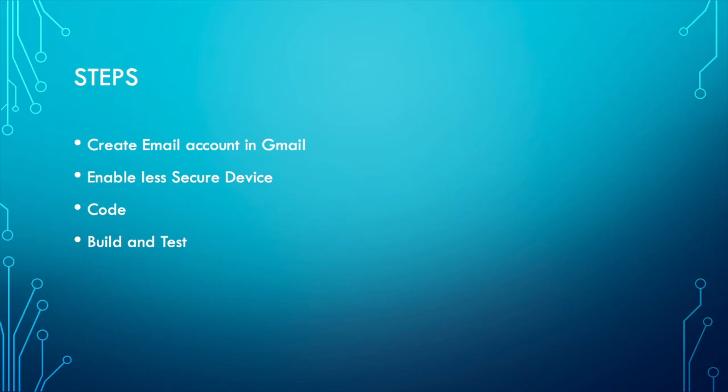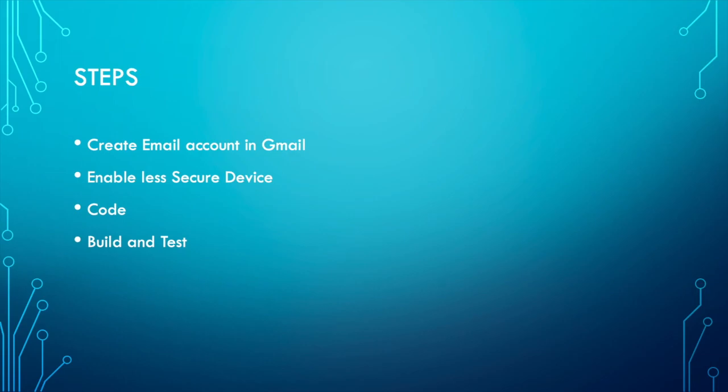In the second part, we'll be disabling the less secure device setting, and this is very specific to Gmail only. In case you are using some other service provider, then it is likely that you don't need to perform this step. But just in case you are using Gmail, then yes, this would be a mandatory step. Otherwise, you will not be able to send the mail. Third, we'll be writing the code. In fourth, we'll be building, and then we'll be doing the test.